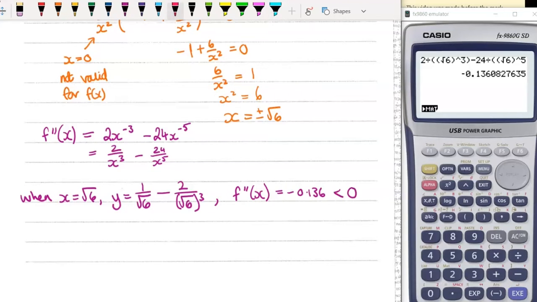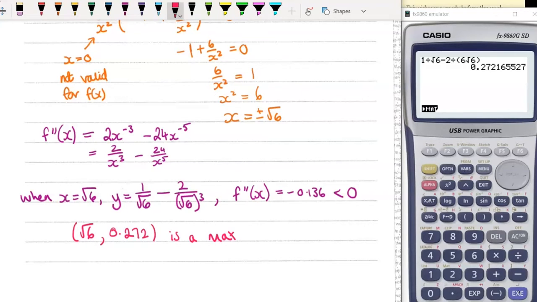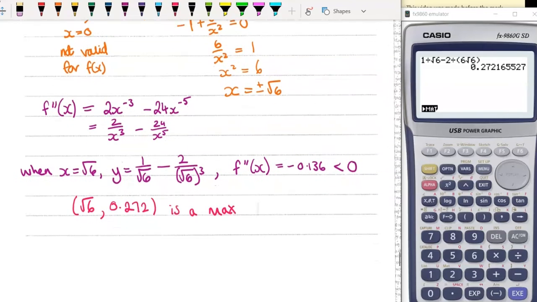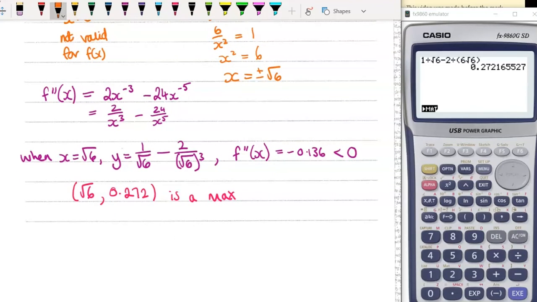So that gives me a point that's root 6, 1 over root 6 minus, in fact, we probably should just do that as a decimal now. So 1 divided by root 6 minus 2 divided by, it's going to be 6 root 6 if you cube that. So that's 0.272, which is a maximum because the second derivative was less than 0. Now let's try out the other x coordinate.